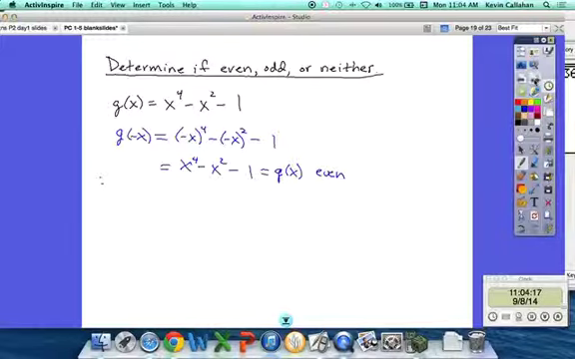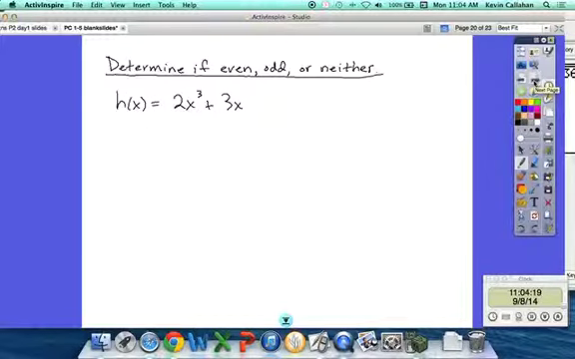Courtney, good? Okay, one more time. To determine whether it's even, odd, or neither, we'll do h of negative x, which will be 2 times negative x to the third power plus 3 times negative x. So what do you get if you have negative 1 to the third power? Negative 1, right? It means this term is negative 2x to the third. And 3 times negative x is minus 3x.